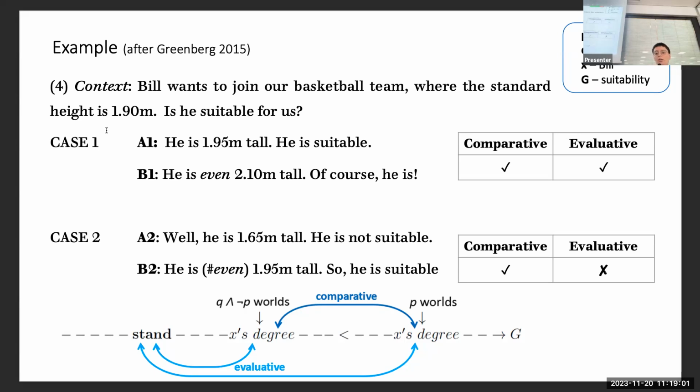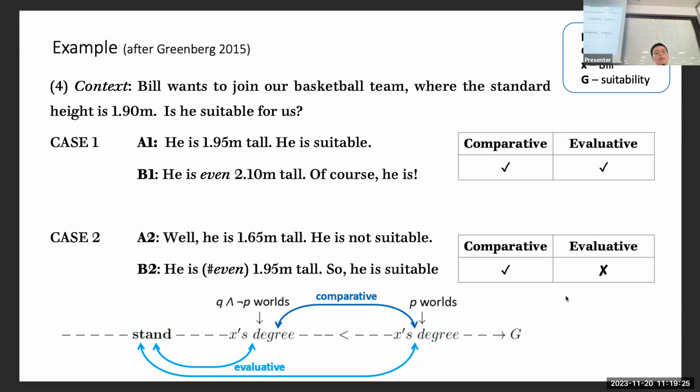In fact, the use of even here is infelicitous for the reason that the evaluative component is not met. But first, let me talk about the comparative. Let's make sure that it is indeed met. So the comparative component is met because, as I said, Bill's degree of suitability to join the team in P worlds is higher than in Q and non-P worlds. So this is fine, as in the previous example.